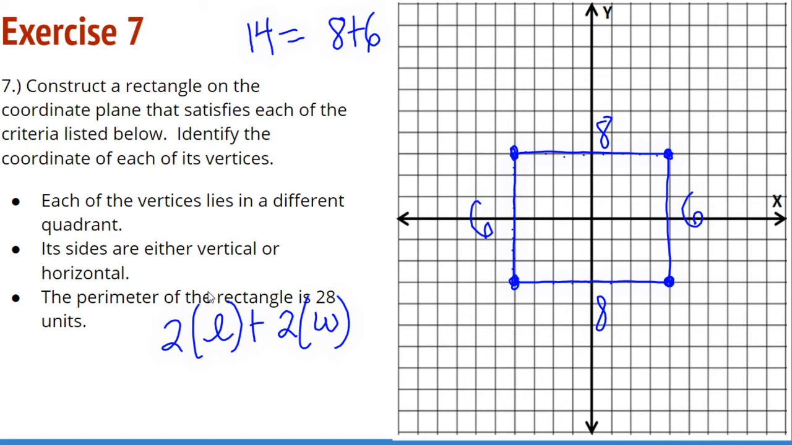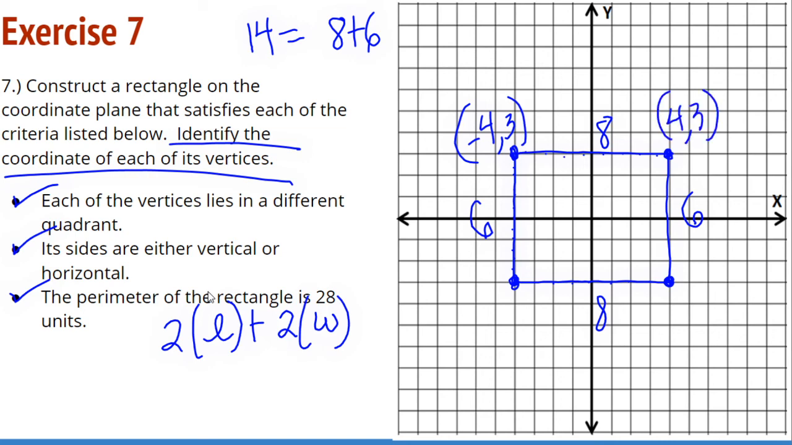Cool. So I have a vertice each in a different quadrant. I have a perimeter that is 28 units. I have sides that are vertical or horizontal, and I need to write down my coordinates. So let's see, this is negative 4, 3, and this is 4, 3, and this is 4, negative 3, and this is negative 4, negative 3.